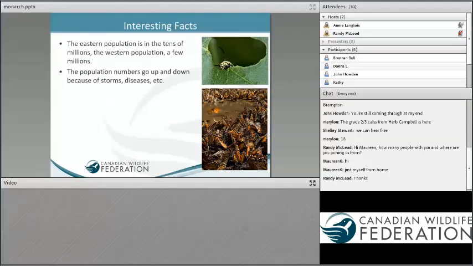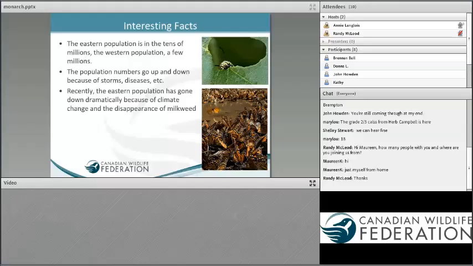Monarch populations have been going up and down throughout history, and that's because of storms, diseases, bad years weather-wise, and a few other factors. So that can be pretty normal.